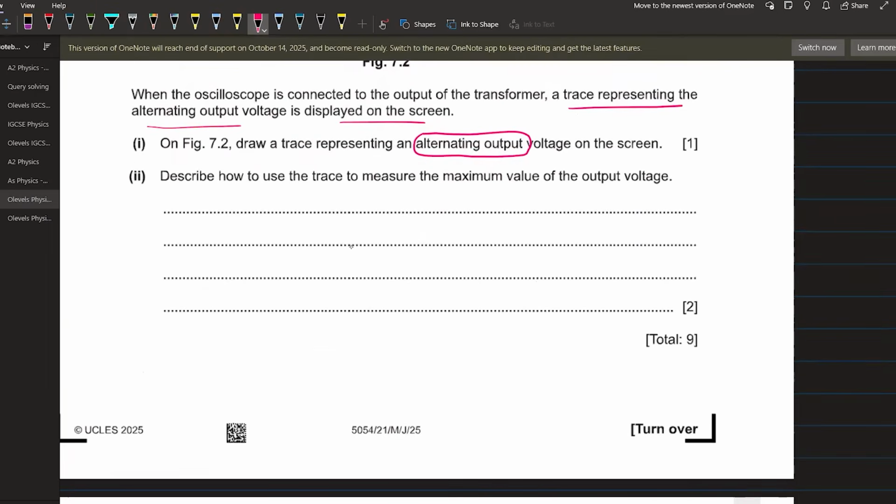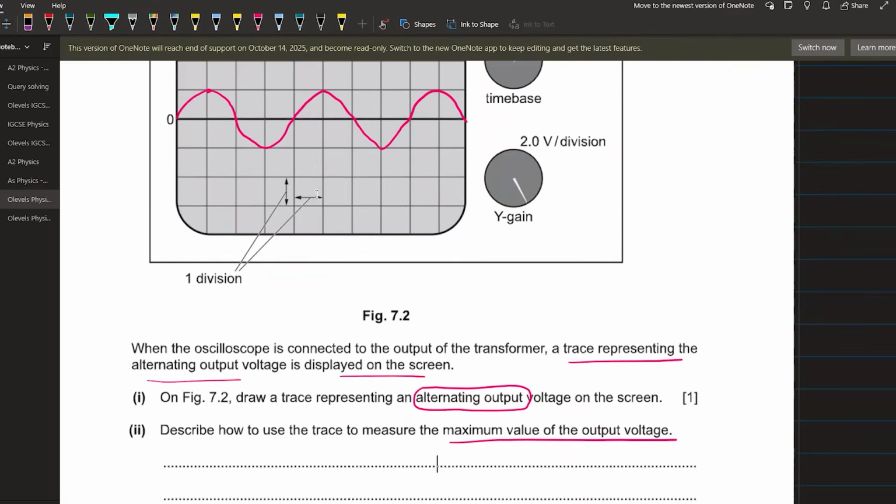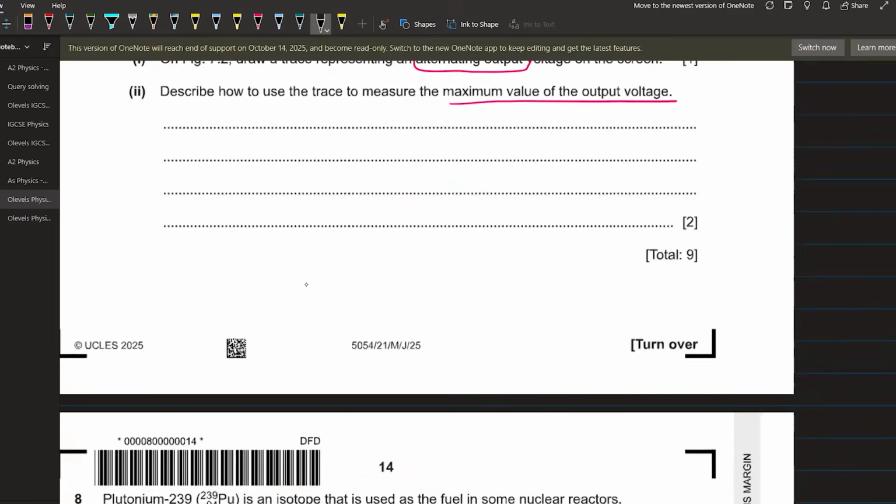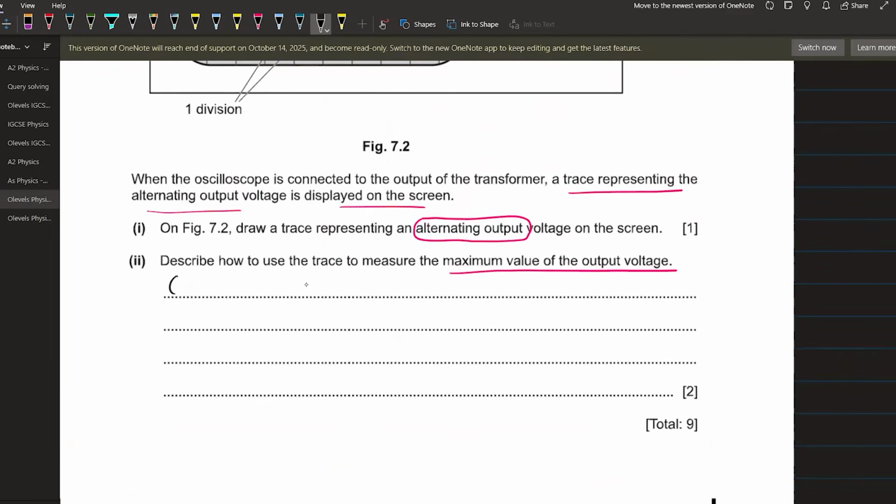Describe how to use the trace to measure the maximum value of output voltage. Those who have studied O levels will know how we use it. How do we use the CRO to find the maximum value of the output trace? You count the number of boxes from the mean position to the peak. This comes out to be 1. So let's first of all write this key point.